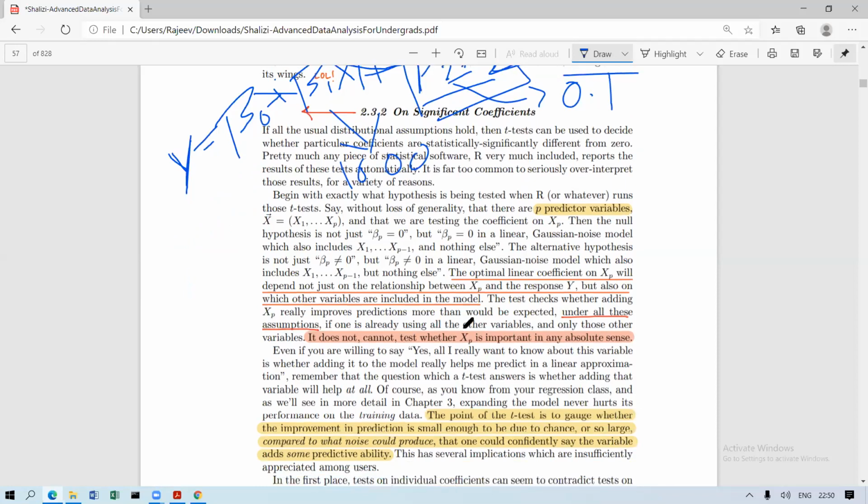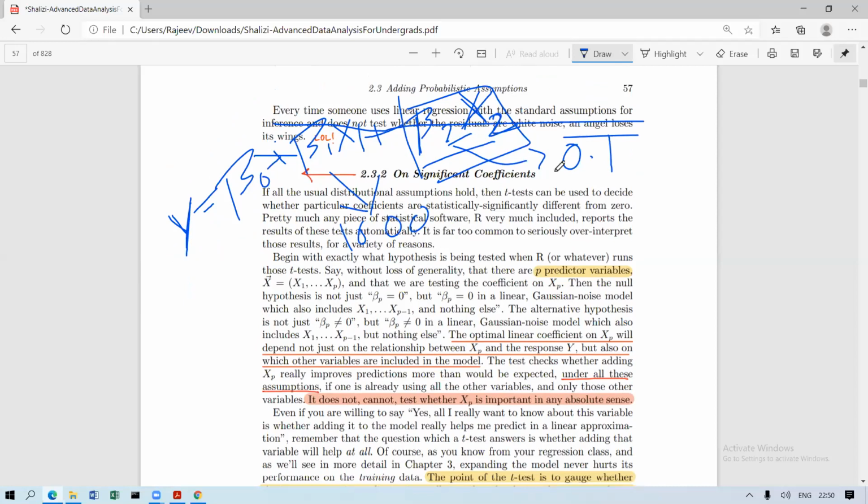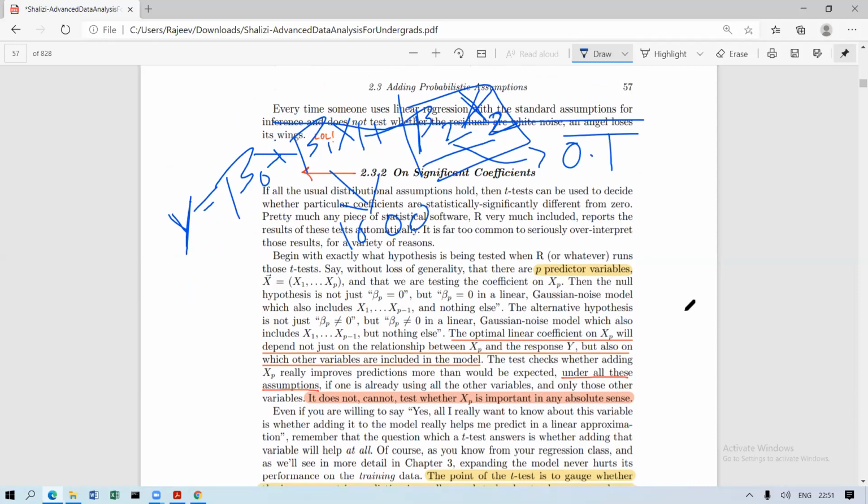But that's what he's saying, that our null hypothesis isn't just that x2 doesn't matter. It's that x2 doesn't matter with all of these conditions. So the alternate hypothesis is not just beta p is not equal to 0, but that beta p is not equal to 0 in a linear Gaussian noise model, which includes all the other variables. So your hypothesis is this, and not just that xp doesn't matter or beta p is not equal to 0.